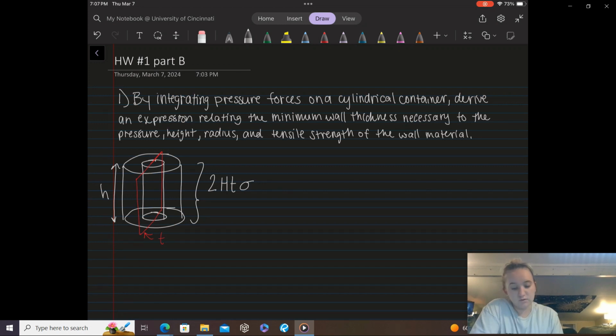And because we're looking for those perpendicular forces, we'll use cosine and the area of R d theta. And then due to equal and opposite reactions, our limits of integration are pi over 2 and negative pi over 2. So to find the total forces, cylinders start with F total, which is equivalent to the integral of dF cosine theta.